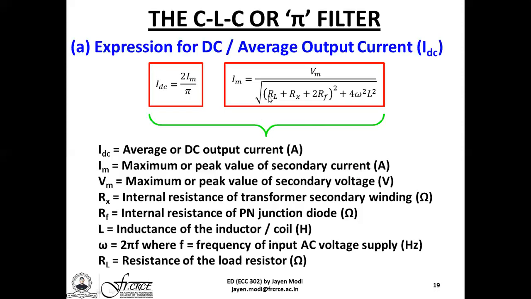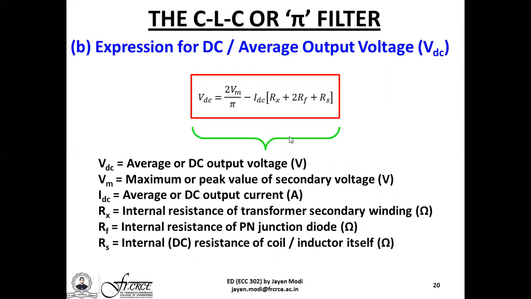and the resistances of the load, the internal transformer secondary winding, and the diodes are now respectively given by RL, Rx, and Rf. The coefficient 2 comes due to the fact that there are two diodes which are working in tandem during each half cycle. 4 is a constant. Omega is simply equal to 2 pi f, the angular frequency, where f is equal to the frequency of the input AC voltage supply given in hertz, and L is the actual inductance of the inductor or the coil.